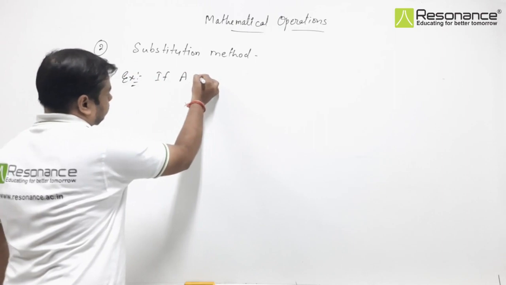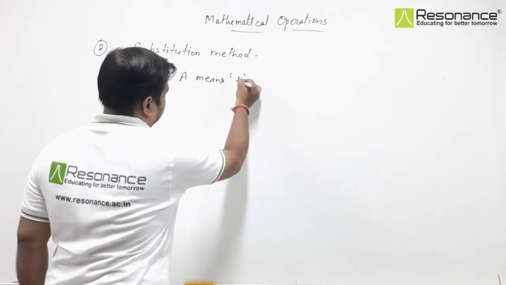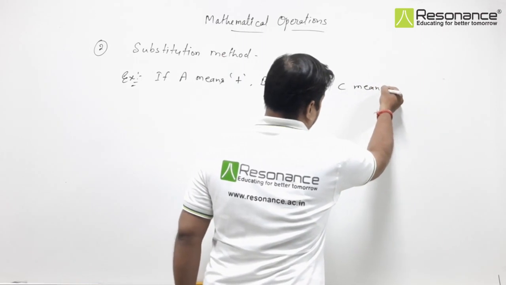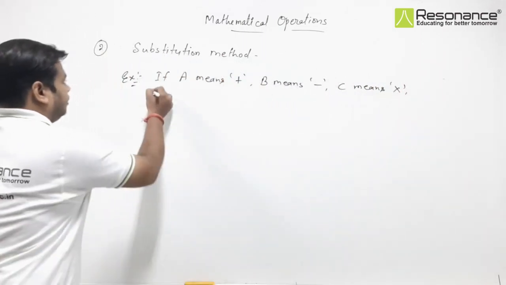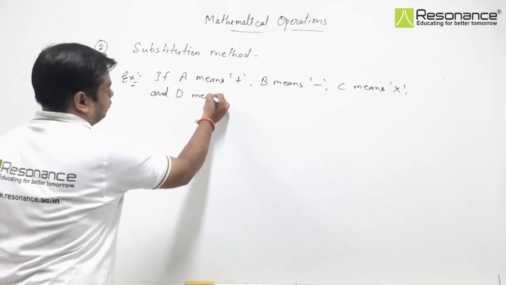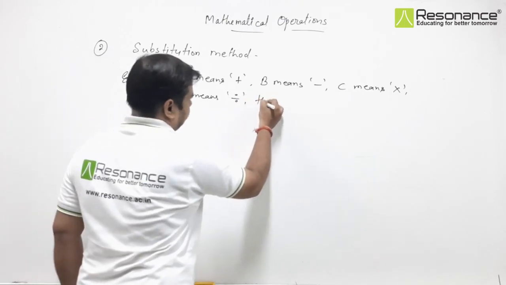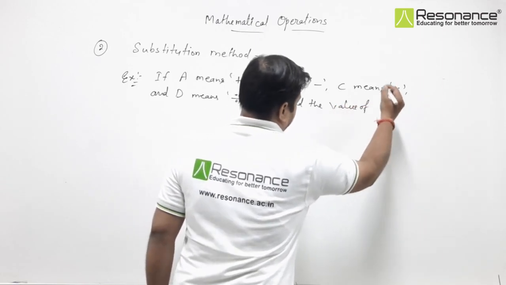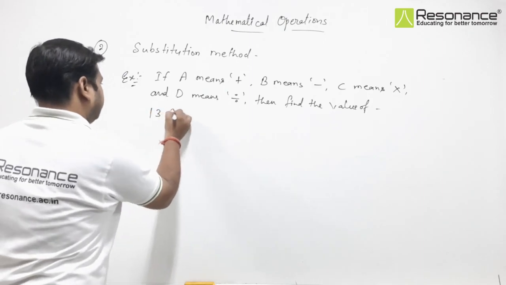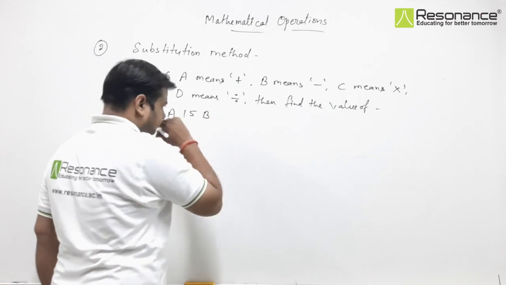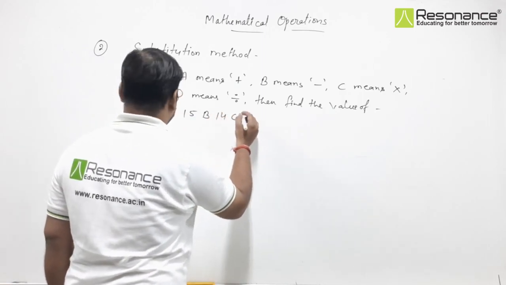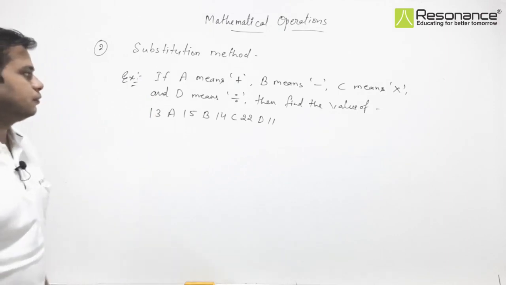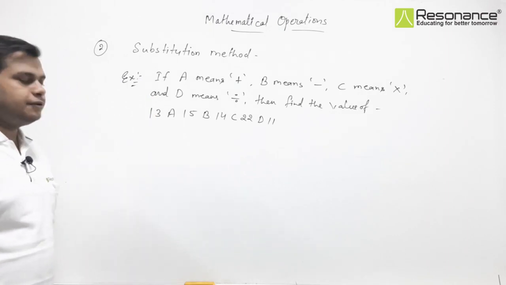If A means plus, B means minus, C means multiply, and D means divide, then find the value of (13A), (15B), (14C), (22D), (11). So we have to solve this equation.